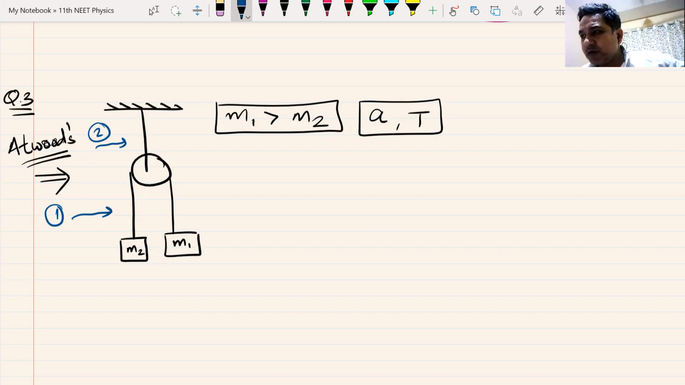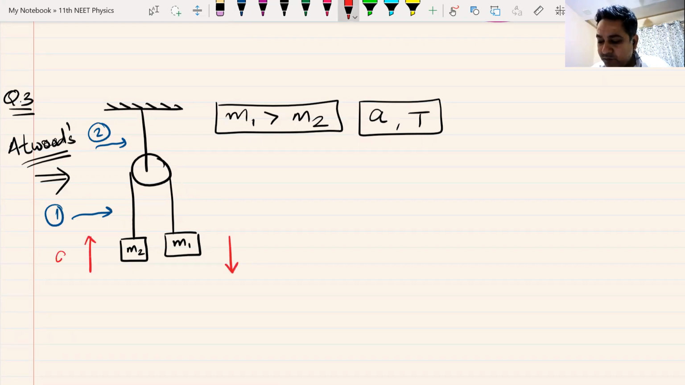Which block is going to move up? Which block is going to move down? Can anyone tell me? M1 is greater than M2. M1 is heavier than M2. How will the system move? Yes, I have a response. M1 will move downwards. Yes, Niharika, you are correct. M1 will move downwards and M2 will definitely move upwards.